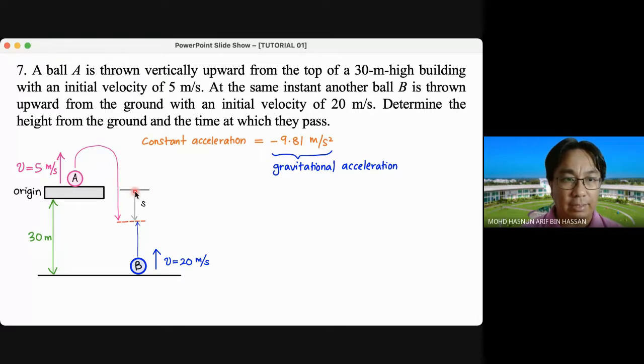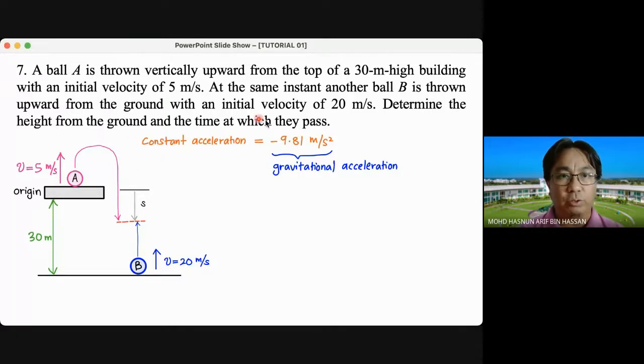Therefore, kita akan calculate the displacement of the ball A ni with respect to the origin. So this will be going down from the origin. So bila origin dia dekat sini, the displacement is going down. So S here will be negative. Boleh faham tak? So if you set the origin down here, then the displacement will be positive sebab dia naik ke atas. Dalam kes saya ni, saya setkan origin as on this building here. So the displacement will be going down. So it will be negative displacement.